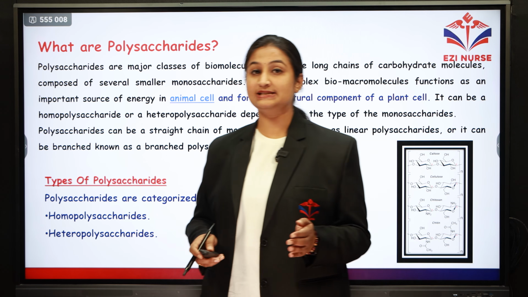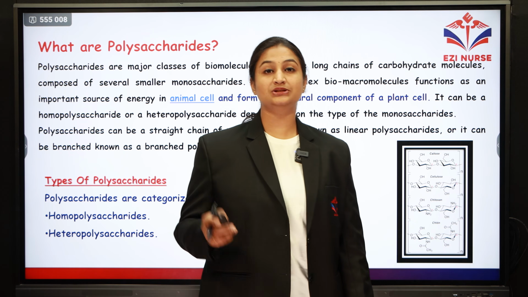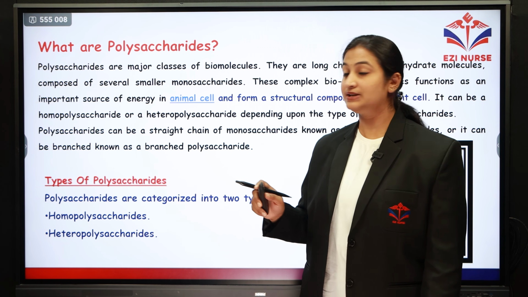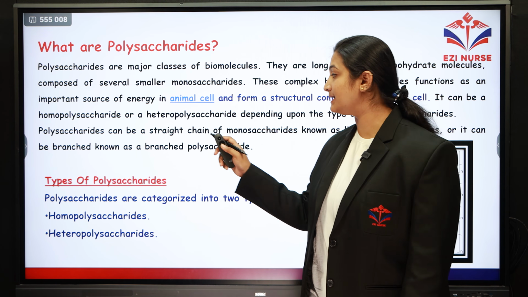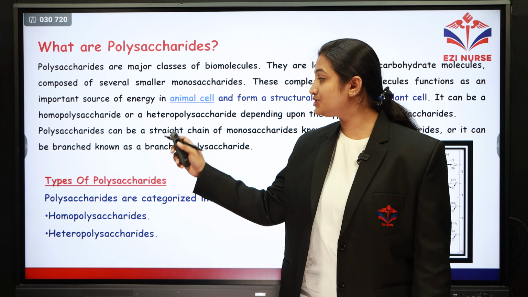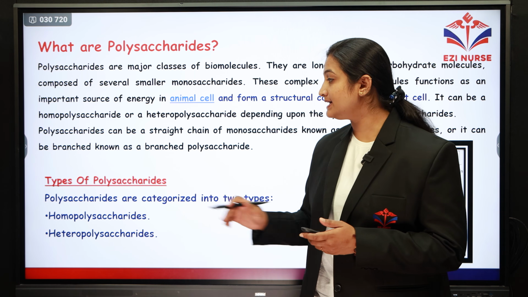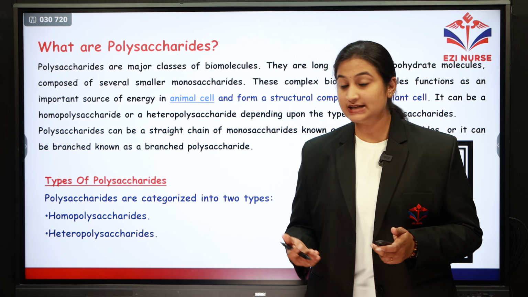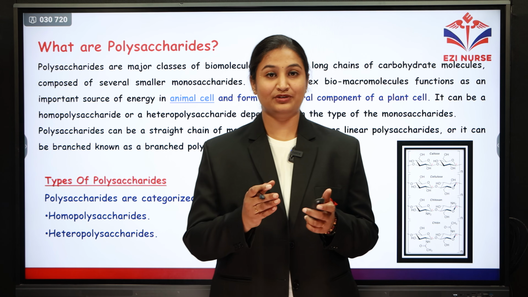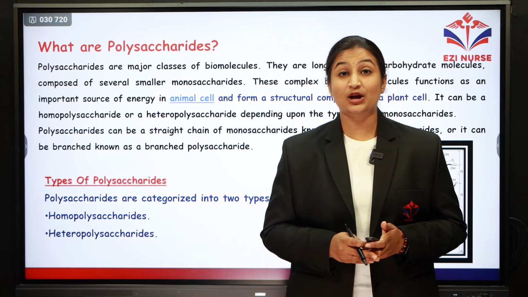They are mainly homopolysaccharides or heteropolysaccharides, depending upon the type of monosaccharides. According to the type of monosaccharides, they are differentiated into homopolysaccharides and heteropolysaccharides. And these polysaccharides can be a straight chain of monosaccharides, or they can be branched polysaccharides. Polysaccharides can thus be categorized into two types, homopolysaccharides and heteropolysaccharides. If you write this much, at least 2 to 2.5 marks are guaranteed for you. So this is all about polysaccharides.